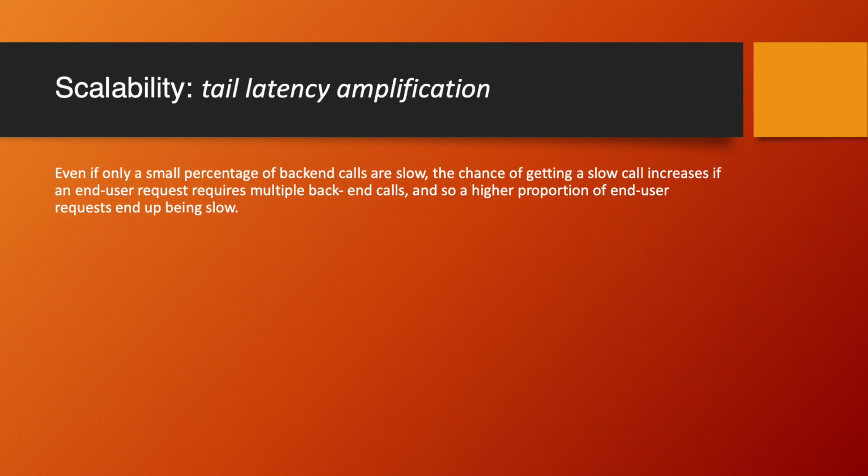Now, let's look at the definition of tail latency amplification. Even if only a small percentage of backend calls are slow, the chance of getting a slow call increases if an end user request requires multiple backend calls. So a higher proportion of end user requests end up being slow.